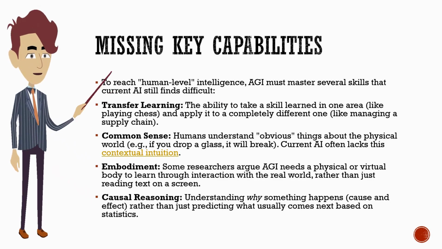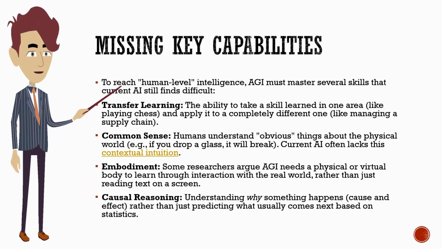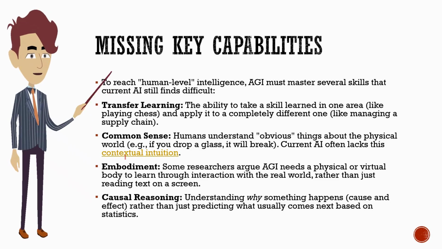We can see the properties which we saw. One of them was transfer learning. Then we have common sense, then embodiment, causal reasoning. There will be some others also, but just for examples, we can mention these things for understanding purposes. So these are the missing key capabilities which will be needed by AGI.